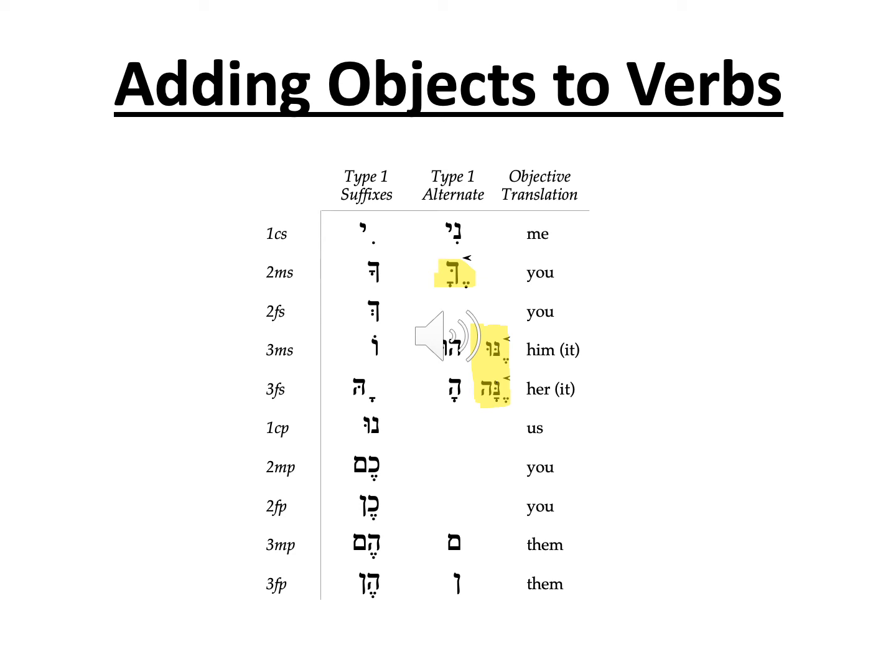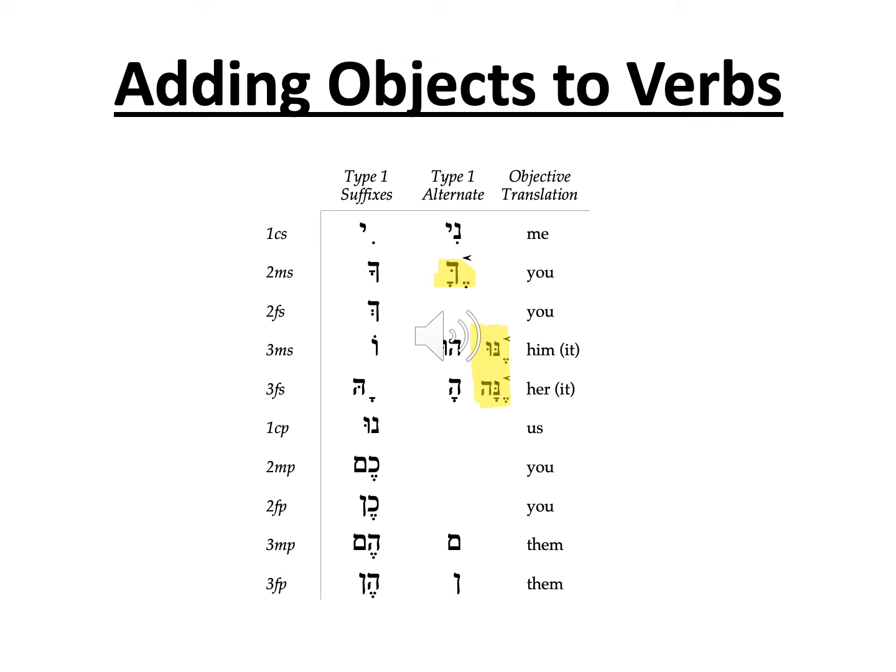Just a reminder before we begin of what the suffixes look like for objects. Again, we've already seen these when it came to affixing them to prepositions or as possessives at the end of nouns. Now we're going to be putting them onto verbs. Remember, there are alternate forms of each of these, at least in the 1CS, 2MS, 3MS, 3FS, 3MP, and 3FP, which will occur with some regularity.